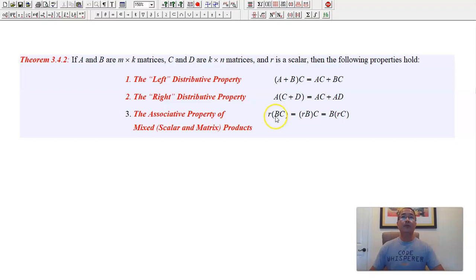Now, finally, we can incorporate matrix multiplication with scalar multiplication. We can multiply B times C first, and then multiply that matrix by R. It's exactly the same as multiplying B by R first, and then multiplying that answer by C. Or you can multiply C by R first, and then multiply that answer by B. All of these products should be exactly the same.